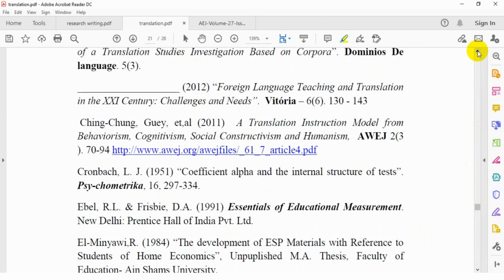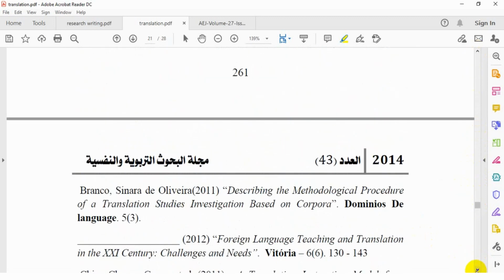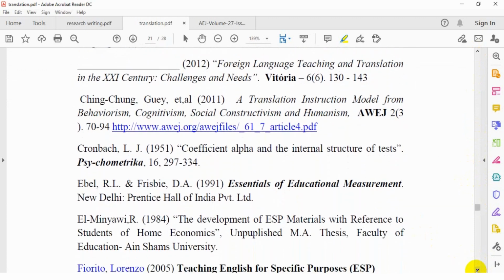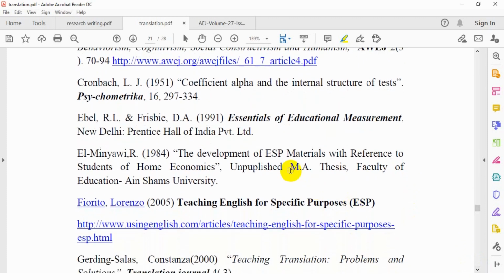If you have articles, theses, or books. For example, here we have an article: the title of the article without bolding, the bolding for the title of the journal, and then the volume, the issue number, and the page numbers. Here, for example, an MA thesis: the name of the thesis without any bolding, and write unpublished MA thesis, Faculty of Education, Ain Shams University, for example.